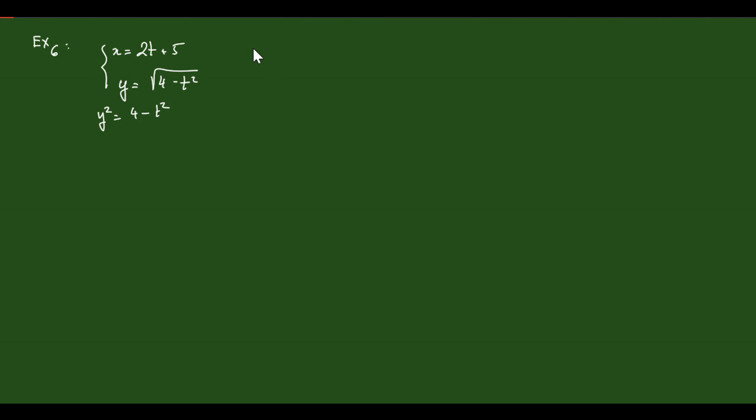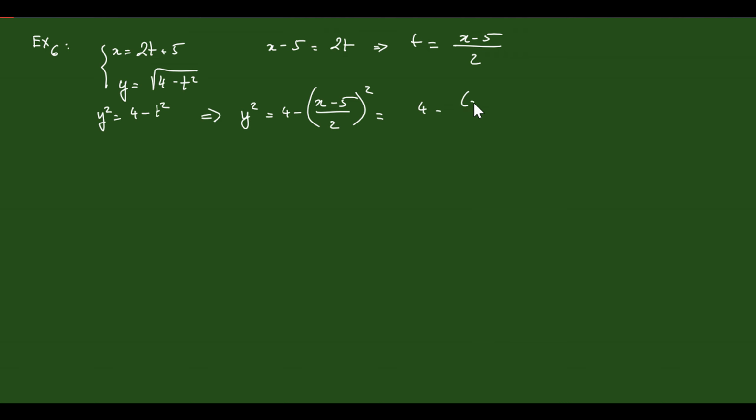Then from here, I'm going to solve for t, then plug it over here. I think that's one of the best ways. So I'm going to subtract both sides by 5 to get 2t, then divide both sides by 2: t equals x minus 5 over 2, right? Then I'm going to plug over here, and I will have y squared equal to 4 minus (x minus 5 divided by 2) totally squared, because it's t squared. Now I'm going to expand, so I will have 4 minus (x minus 5) squared over 4, right?